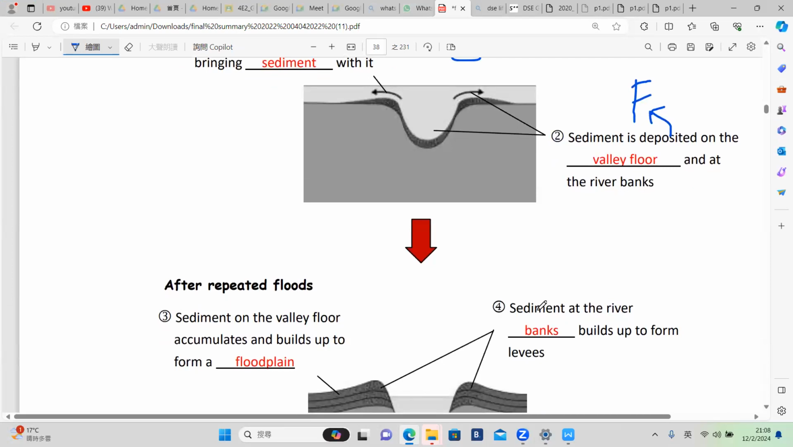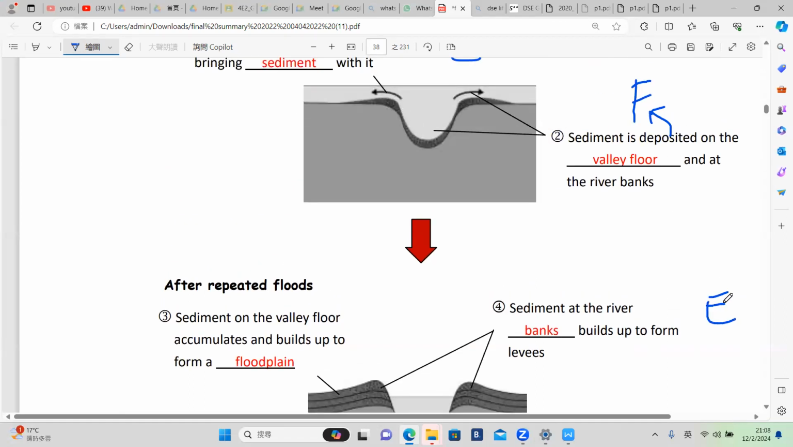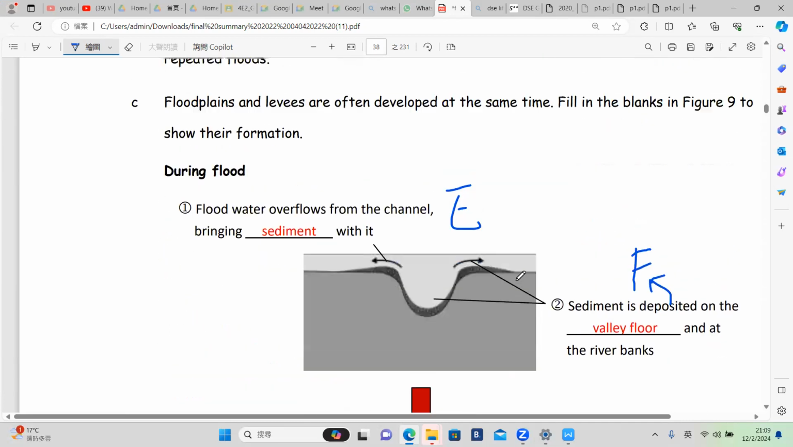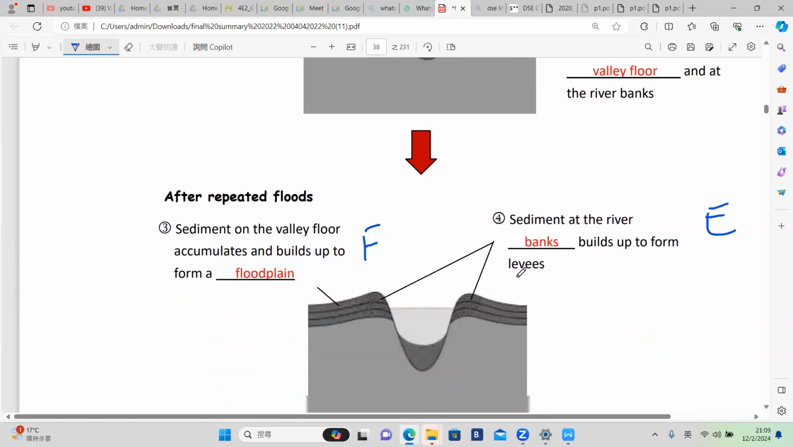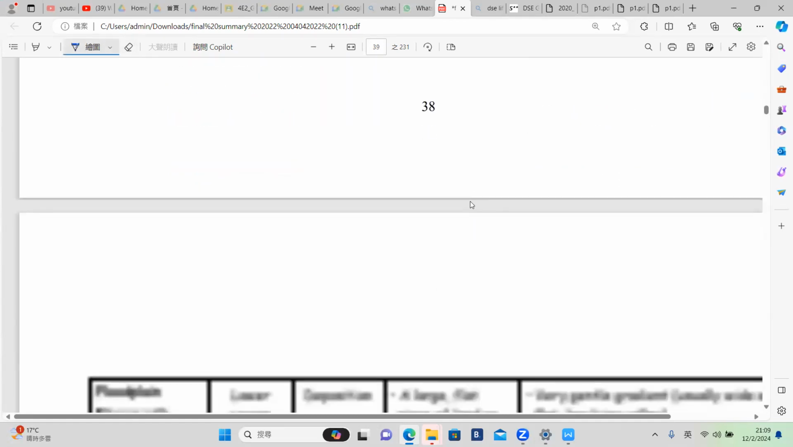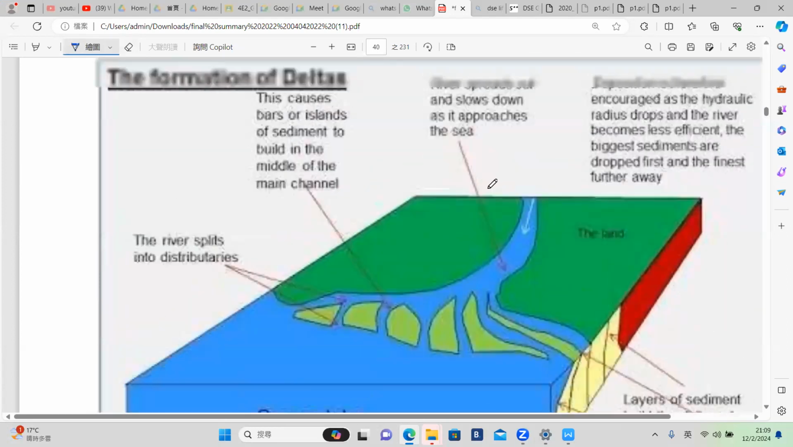Then on the river bank, the sediment will keep building up and form levees. OK, so these are explanations. If they ask you what levees are, then write it back as D. Then the sediment on the valley floor will accumulate and build up and form a floodplain, so D and F. OK? This is D, sorry, it should be D. OK, then floodplain is finished. You can see they are more or less the same.